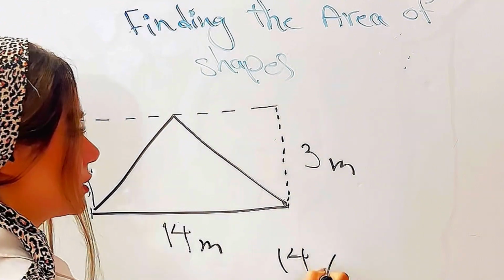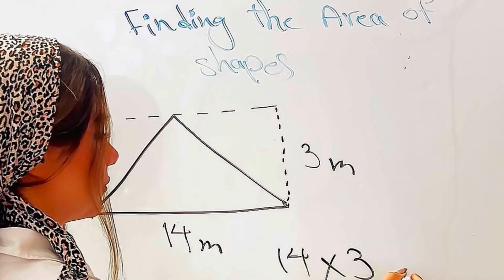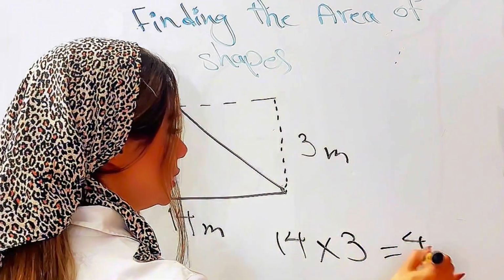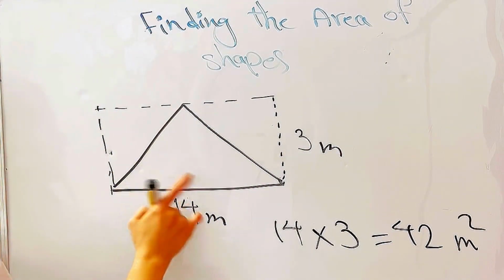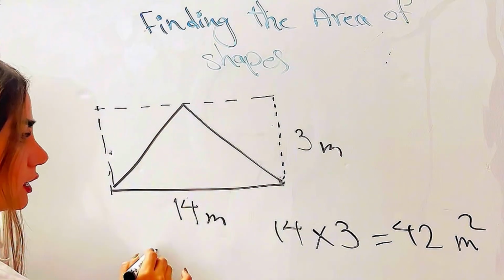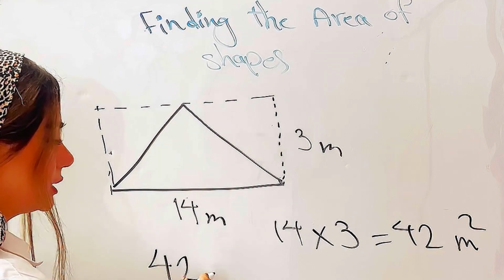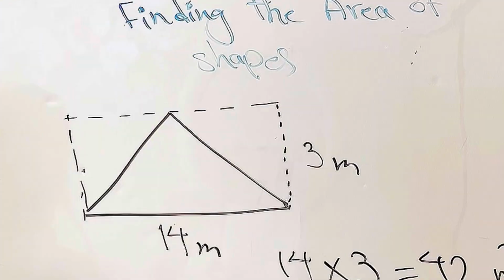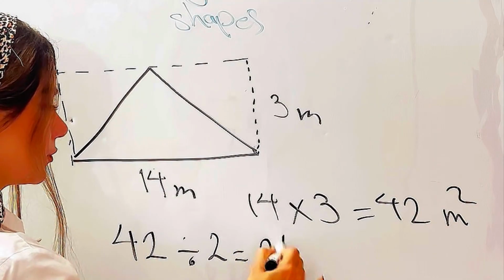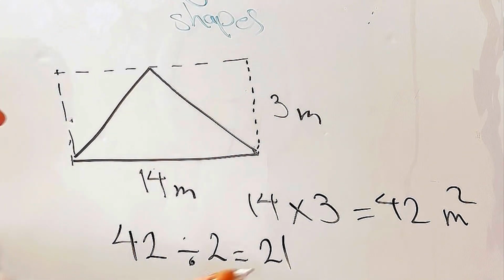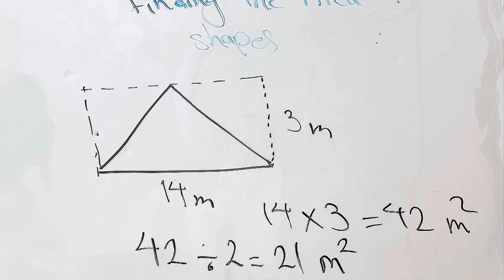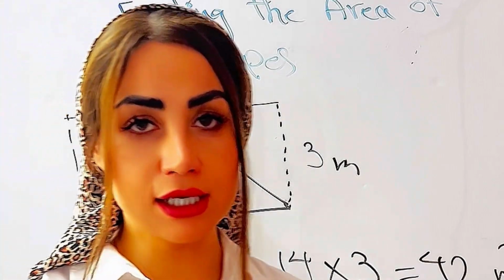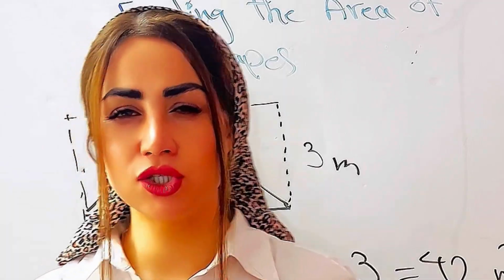For the next triangle, the rectangle's area is 14 meters times 3 meters, gonna be 42 square meters. As a result, the area of this triangle is 42 divided by 2 equals 21 square meters.